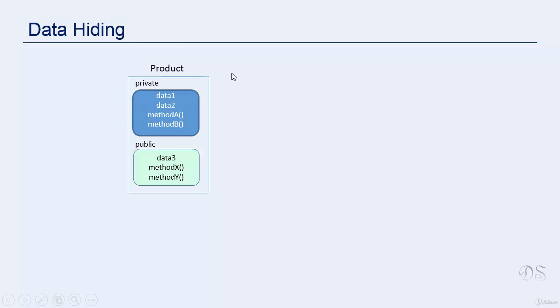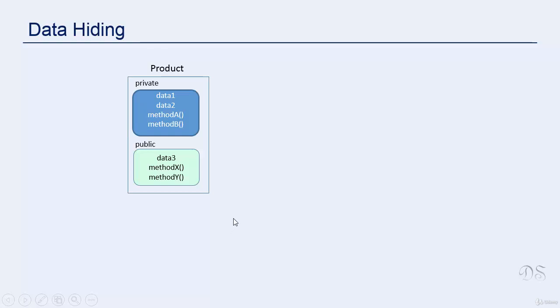Some languages implement data hiding in a class by declaring the data and methods as private or public. Private data and methods can be used only by the methods inside the class, while public data and methods can be accessed from outside the class as well. So this part of the class can be used inside this class only. In Python, there is no such concept of private or public.